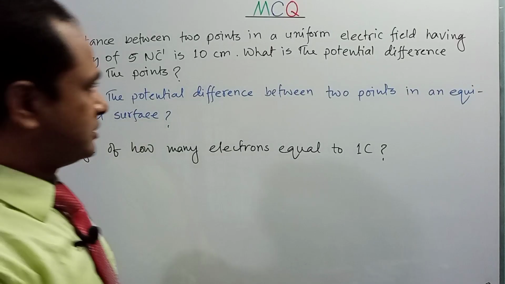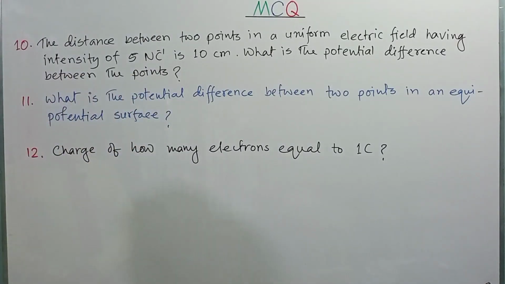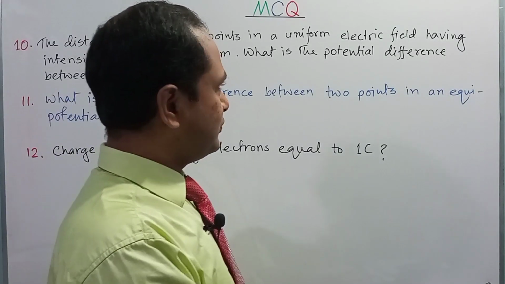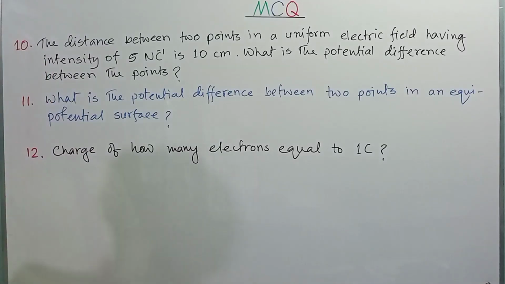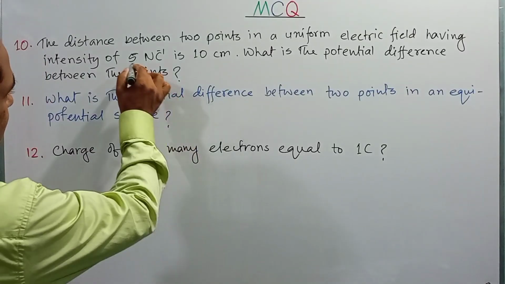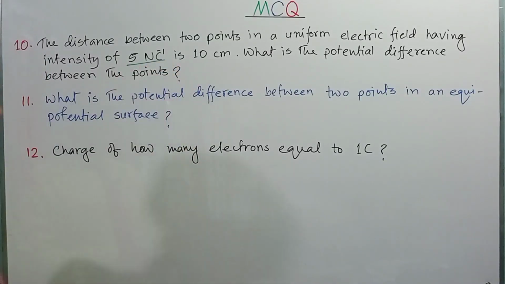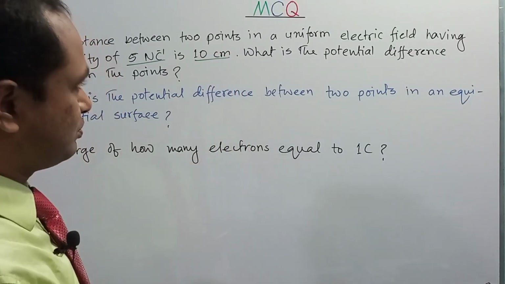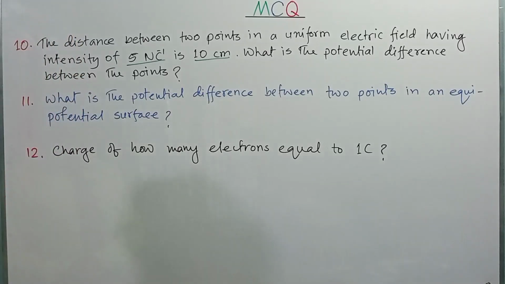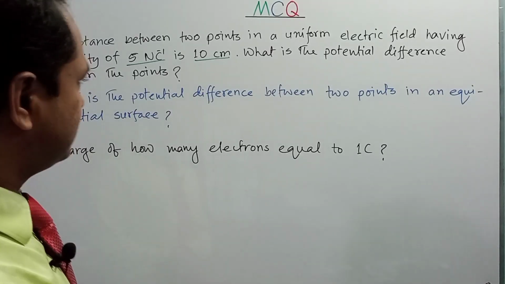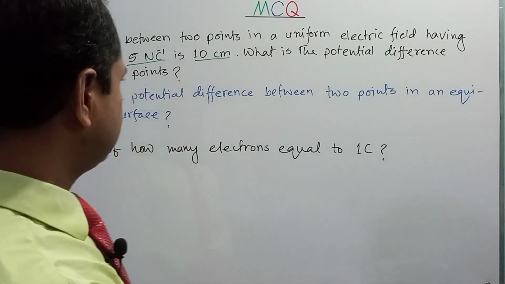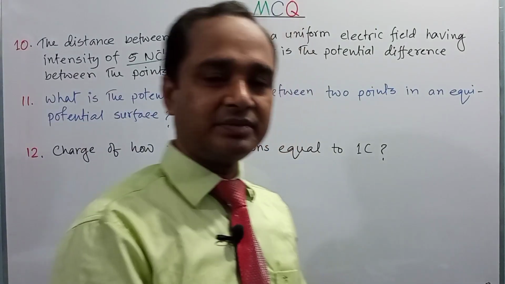Right? Dear student, here is our next question, question number 10. They said the intensity of a uniform electric field is 5 Newton per coulomb, and the distance between the 2 points is 10 centimeter. What is the potential difference between the 2 points? So dear student, here 2 quantities are given, electric intensity and distance, but we need to determine the potential difference between the 2 points.